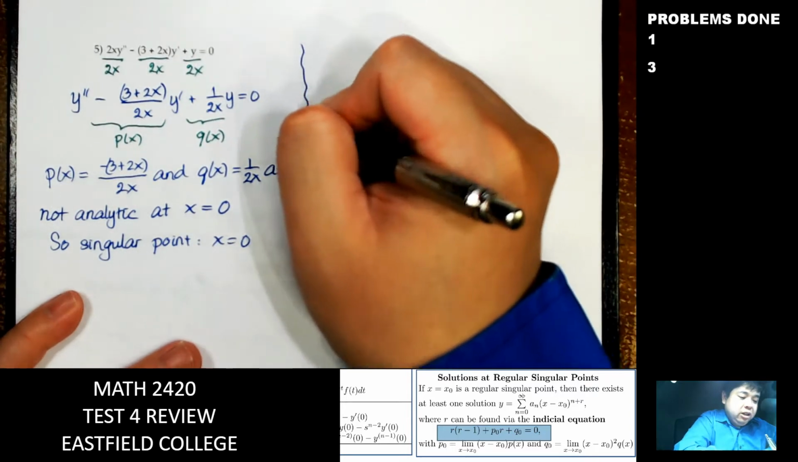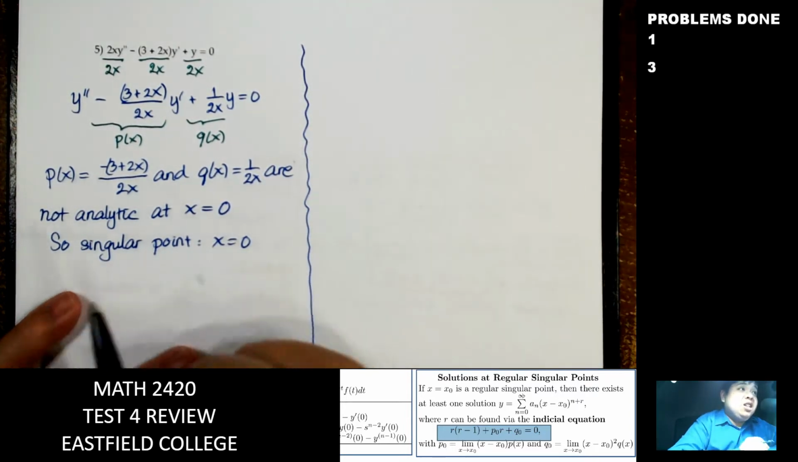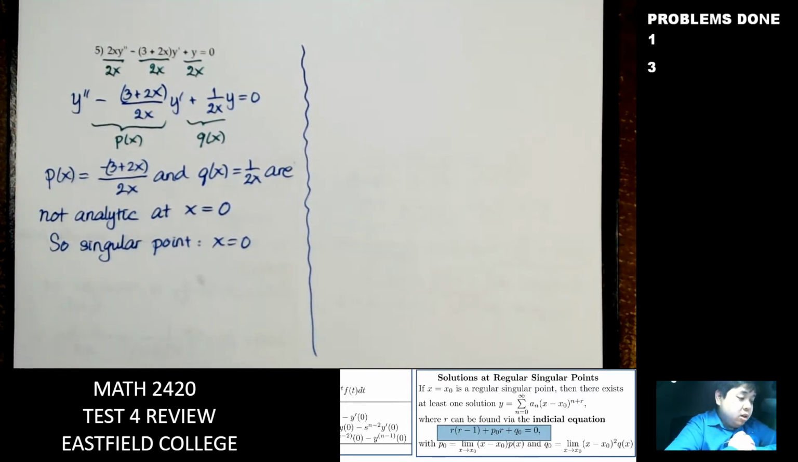We should check to show that it is a regular singular point, but for the initial equation it must be regular singular point. So we don't need to check. We should, but it's going to be a regular singular point. So that's an initial equation.